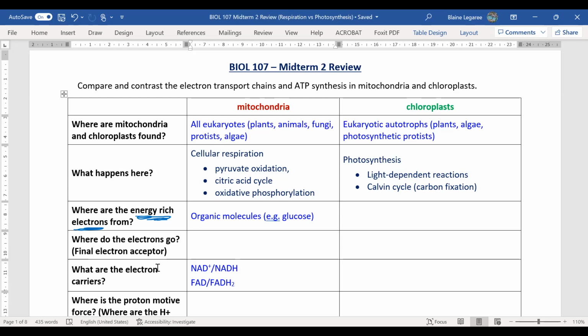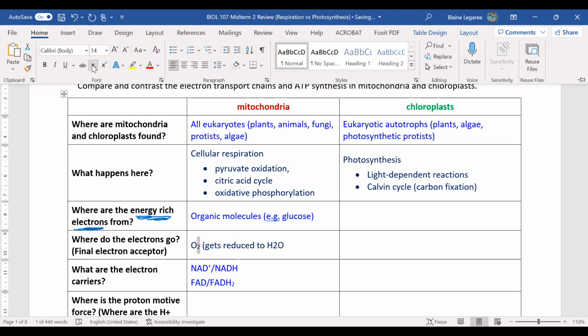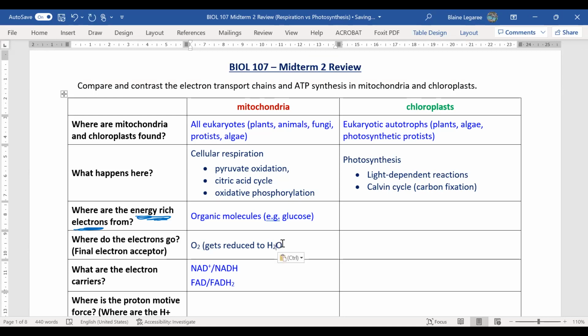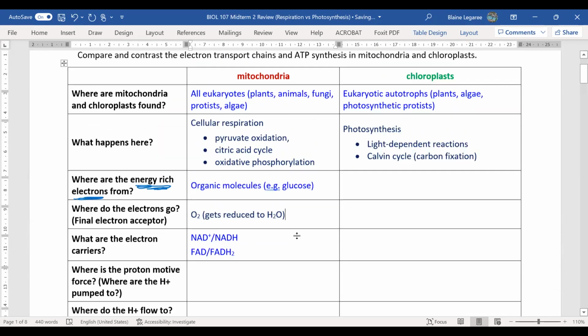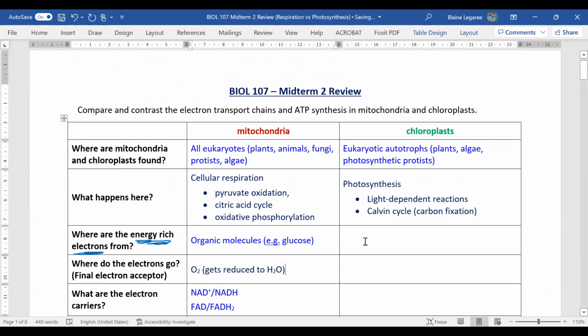That goes to the electron transport chain. The electrons zip through the electron transport chain, and the final electron acceptor is oxygen, O2. And then we can say it gets reduced, meaning it's gaining electrons. It gets reduced to H2O. Let me make those small letters again for you, that way it looks a little bit nicer. So that's respiration. We still have a few more questions. I think I've got 3 more questions. We'll get to those in a minute. That's more about the ATP synthesis part.